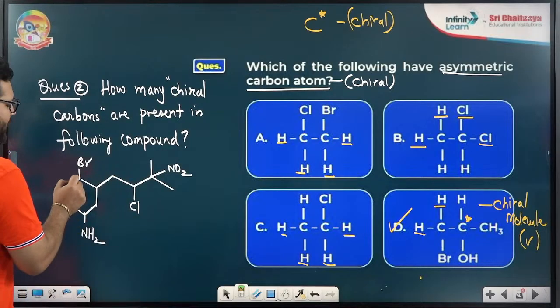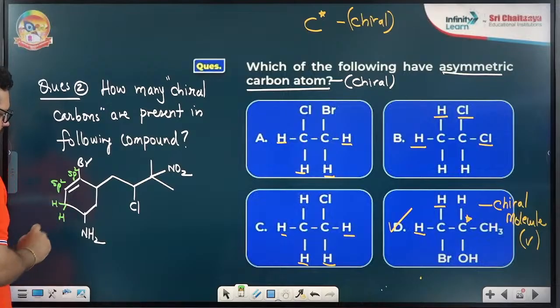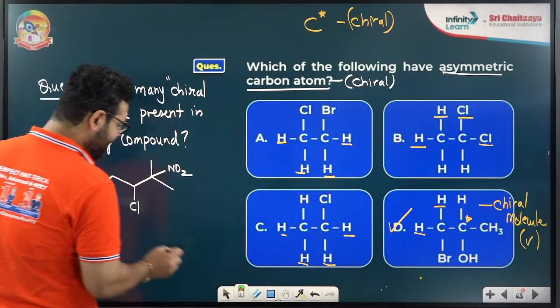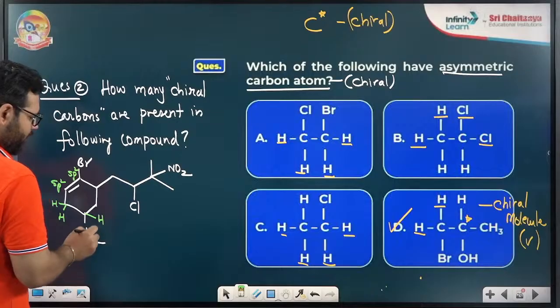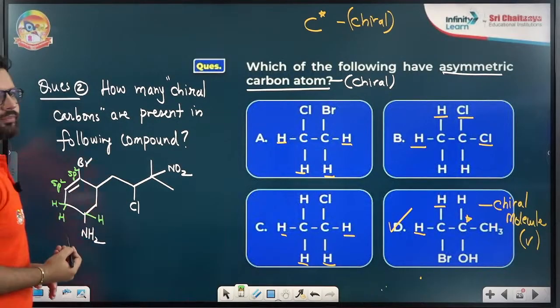See, this is the sp2 carbon. So sp2 carbon can never be chiral. This is also sp2. It is sp3, but it has 2 hydrogens. So this cannot be chiral. This is sp3. It has 1 hydrogen, 1 NH2. On this side, a different group. On this side, a different group.